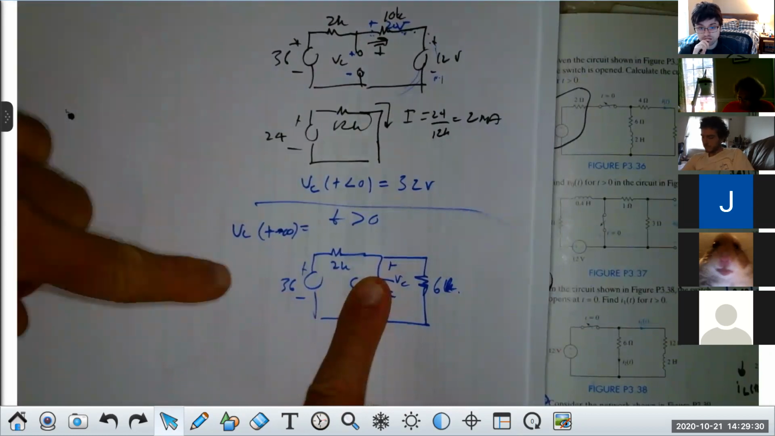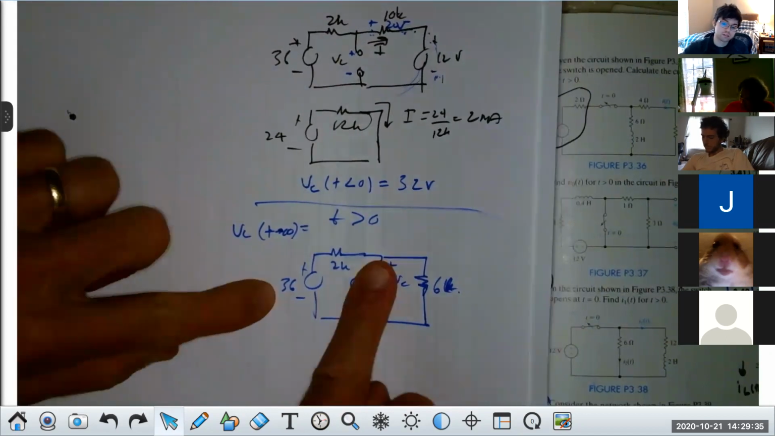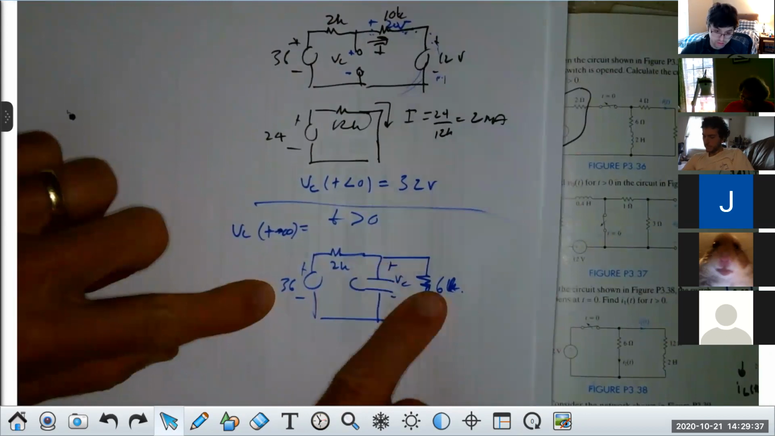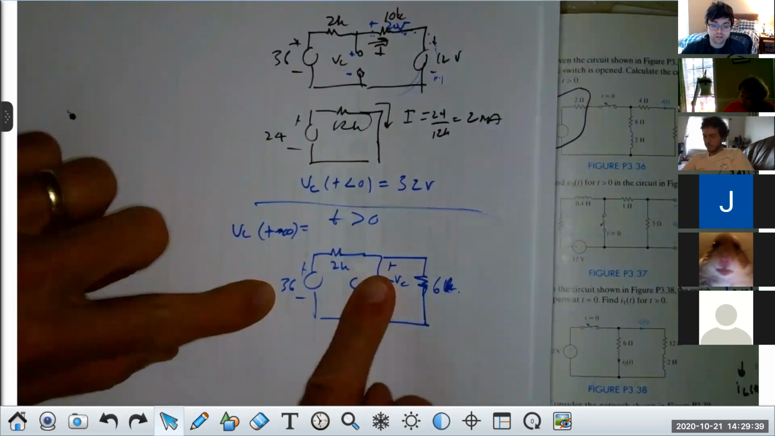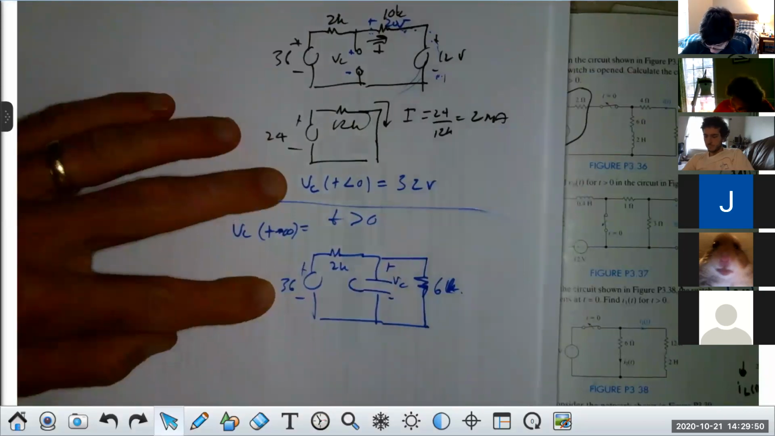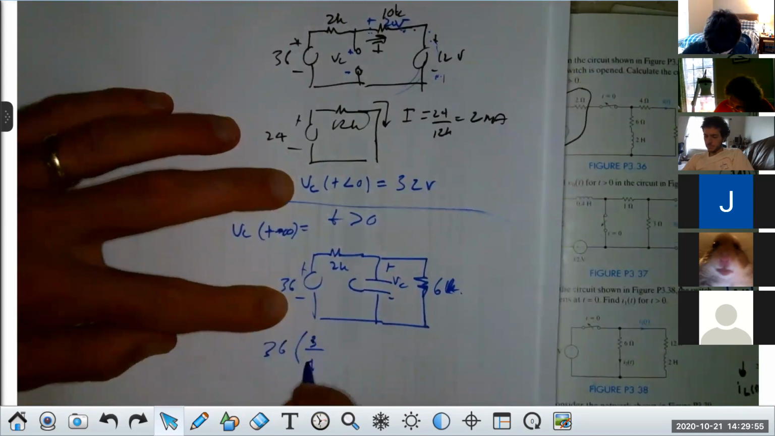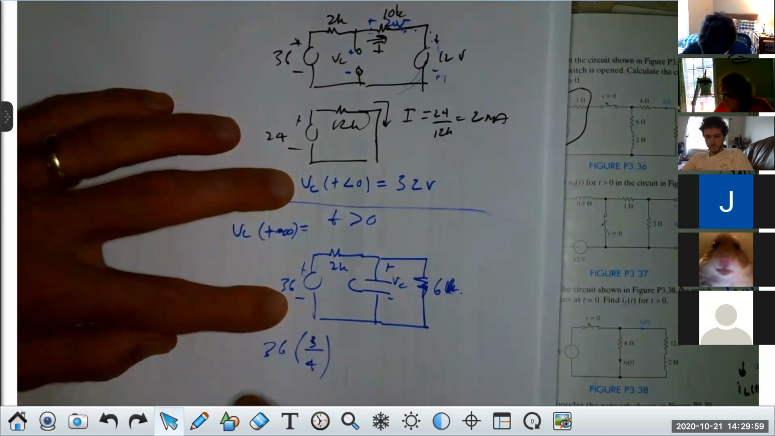We'll do voltage division. Absolutely. 36 times 6 over 6 plus 2, or 36 times 6 divided by 8, or 36 times 3 divided by 4. I'll write it down. So this would be 36 times 3 divided by 4, right? Oh, 4 into 36. Is that 9?